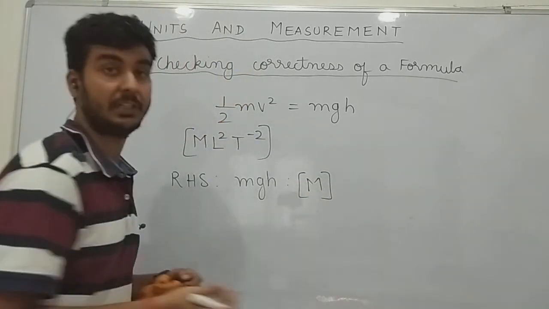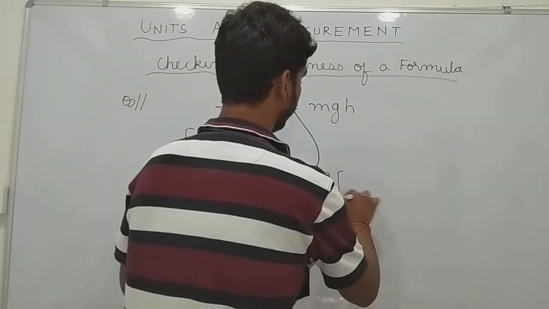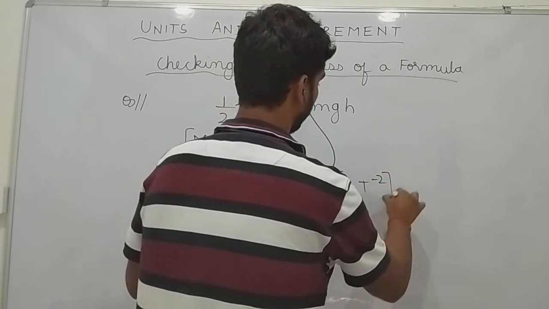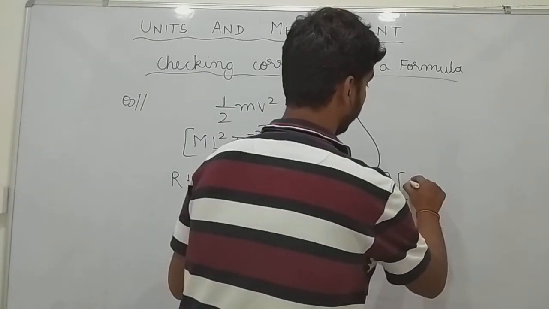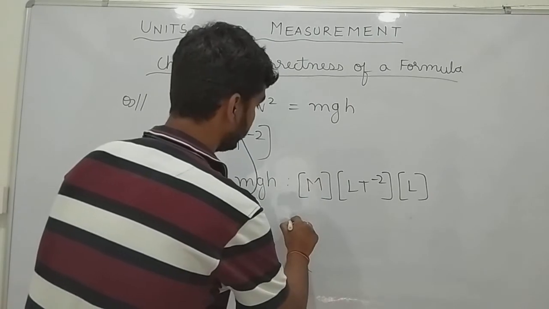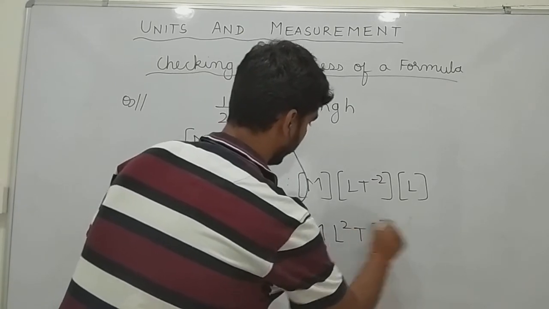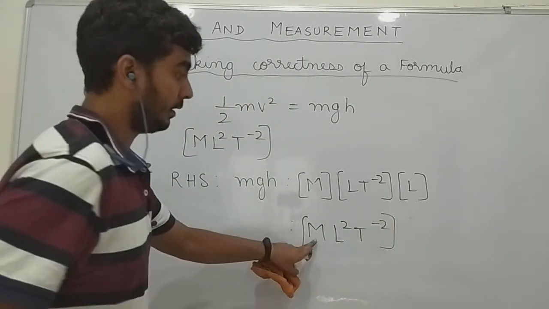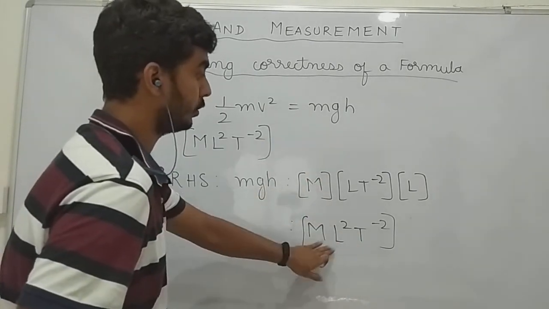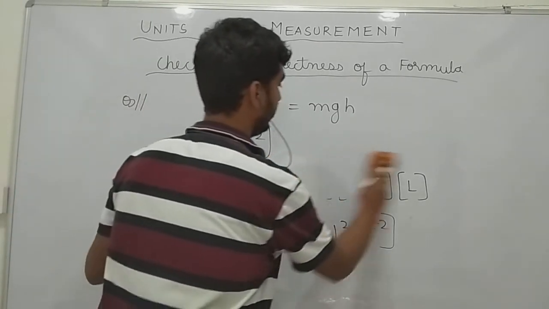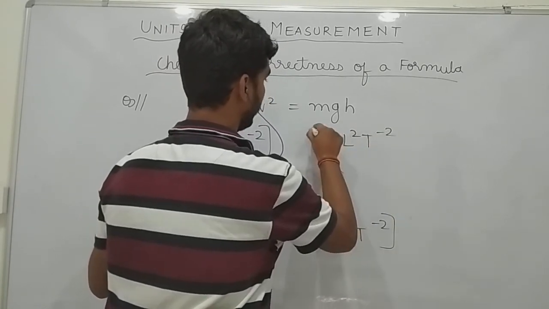What is g? g is acceleration due to gravity, which is acceleration only. So it will have the dimension of acceleration, and the dimension for acceleration is LT minus 2, and h is the height, which will have the dimension of length. So it will be L. On multiplying all this, we will get M L square T minus 2. So the dimension of RHS comes out to be M L square T minus 2. Now let us write the dimension of RHS below RHS. So it will be M L square T minus 2.